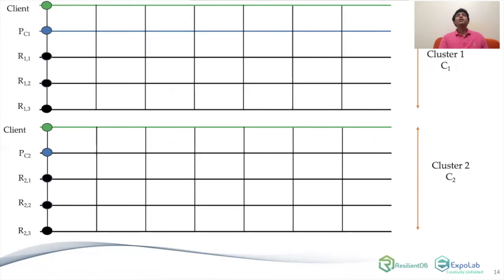Now, how does GeoBFT work? GeoBFT introduces the notion of clustering. What we say is that replicas which are nearby can be clustered together. And once you cluster these replicas together, each cluster can run its own consensus. And finally, every cluster can exchange this. So let's have a look. We have two clusters, C1 and C2, and each cluster has its own primary. We are assuming each cluster has 3F+1 replicas, and each cluster has its own set of clients.